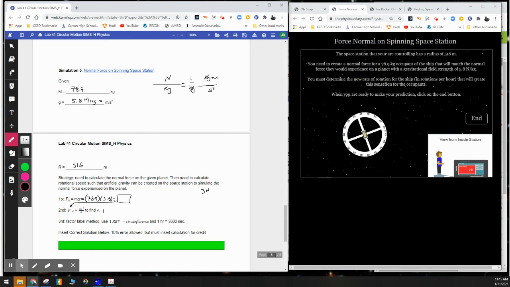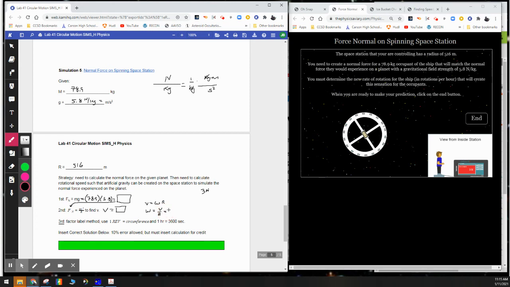So from here, we need to solve for V. So V equals something. Now the third step is we're going to use this relationship here. V is equal to, remember, omega times R. So here is my omega, and we're going to have V over R.